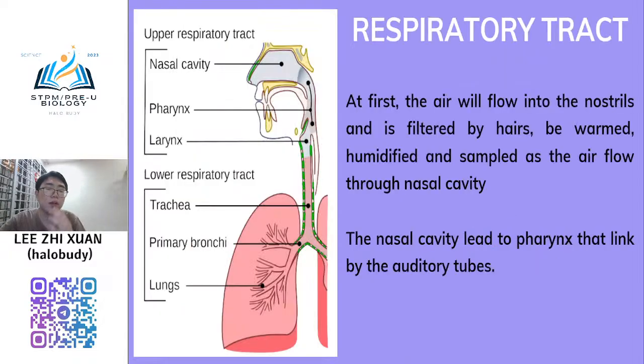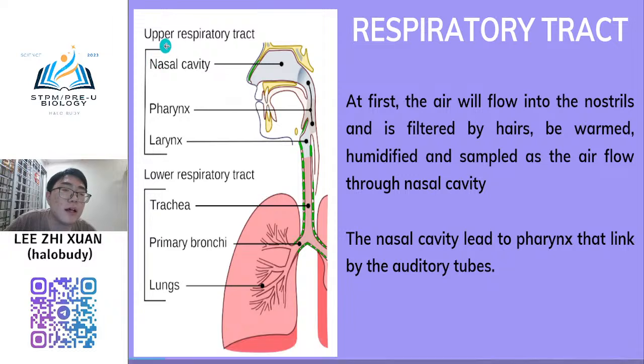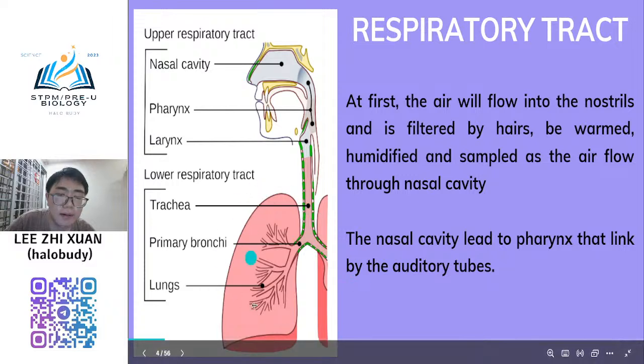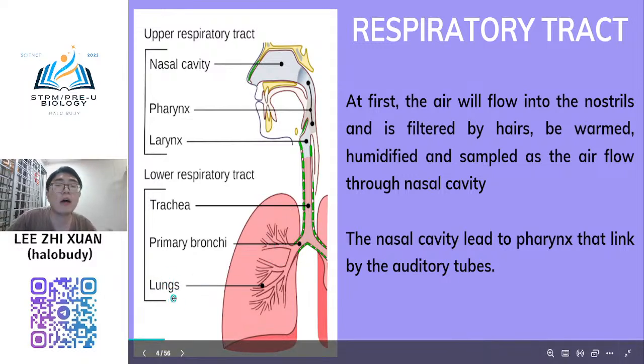Okay, now we go into detail about the respiratory tract of the human. We can classify the respiratory tract into two parts, the upper part and the lower part. The upper part includes our nose, nasal cavity, pharynx, and larynx. The lower part includes our trachea, bronchial tree, and also our lungs. So there are two main parts you need to learn.